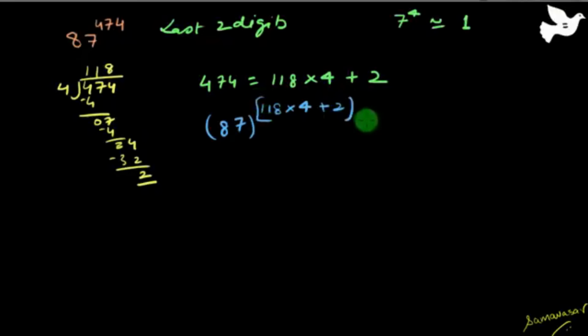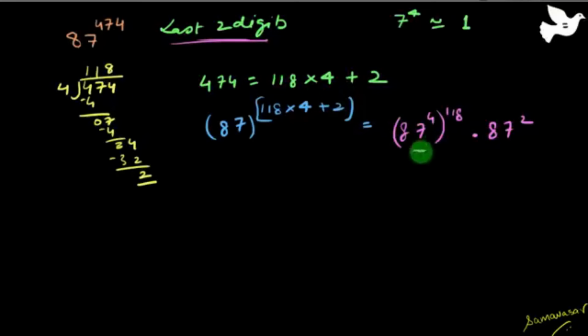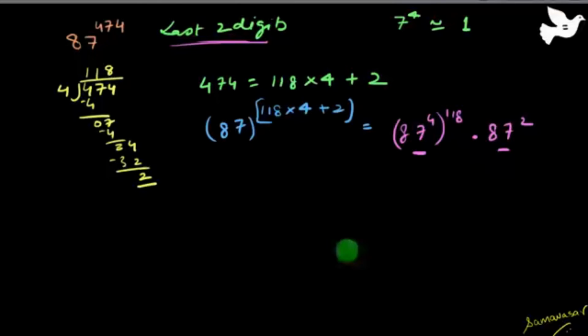Now if I solve this, I'll obviously get 87 raised to the power 4, the whole thing raised to the power 118 multiplied by 87 raised to the power 2. So when I'm trying to find the last two digits of this expression, it will be the last two digits of this thing multiplied by the last two digits of this thing. So let's try to understand what we have here. We have 87 raised to the power 4 raised to the power 118 into 87 raised to the power 2. Now as I told you, this number will be ending in 1.